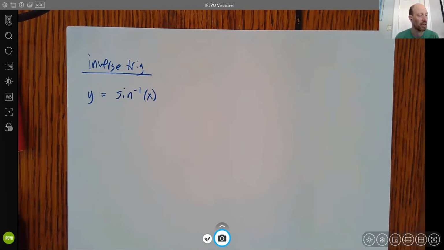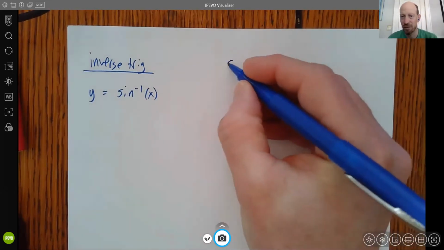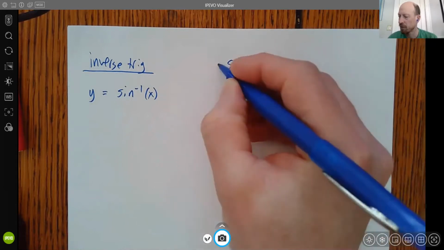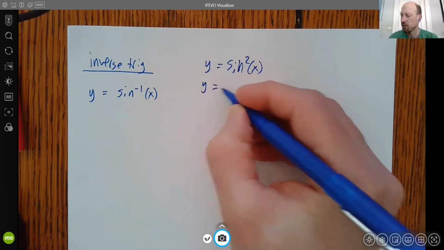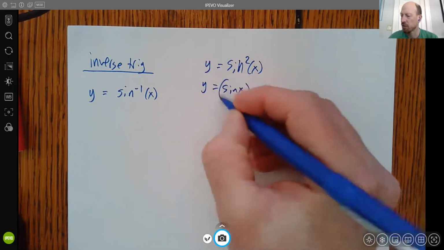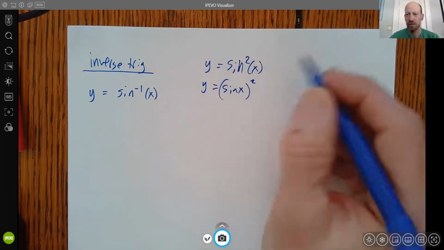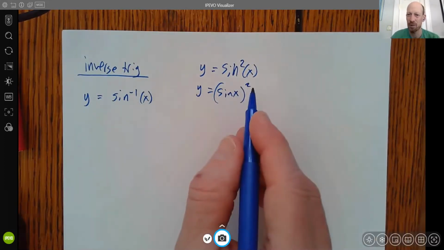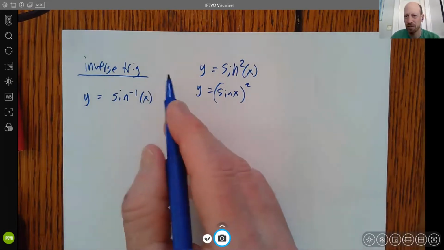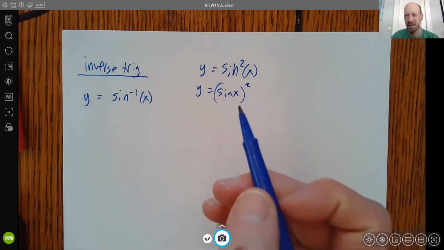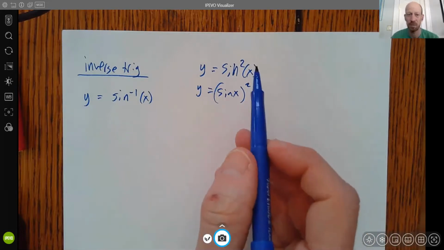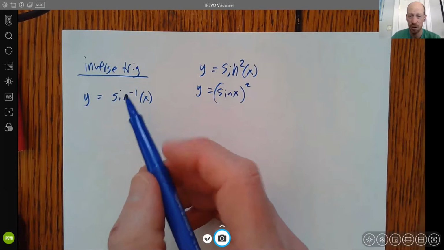Like when we're doing, for instance, if I write sine squared of x, that really just means sine of x, squared, right? These are the same things. But this -1 doesn't mean an exponent. This is not sine of x to the -1. And that's why I think it's actually not very good notation, because sometimes it's an exponent, but here it's actually not an exponent.